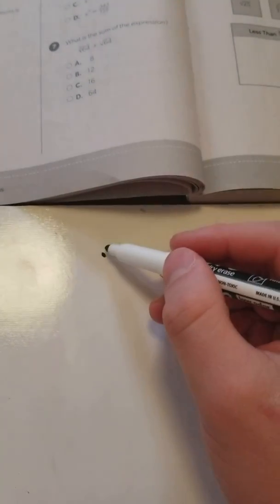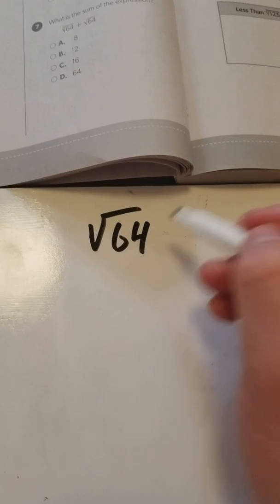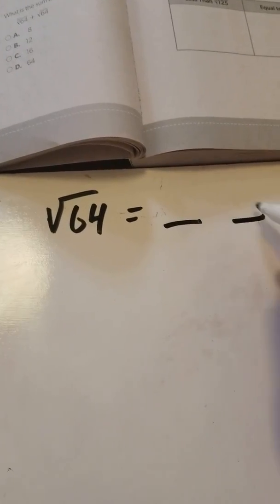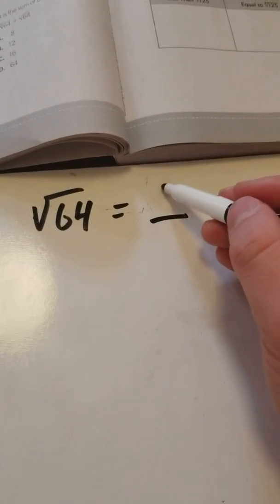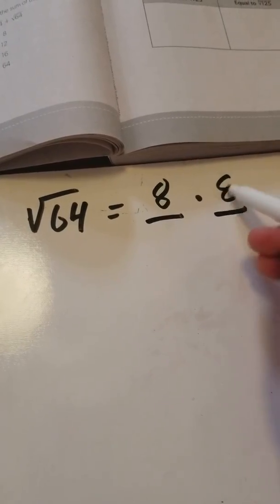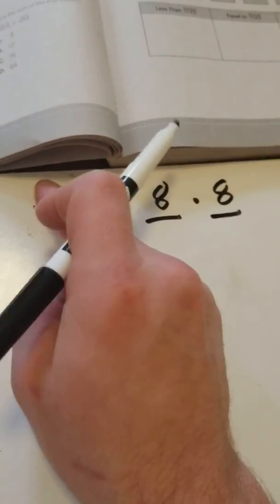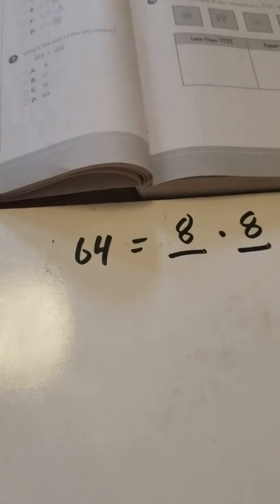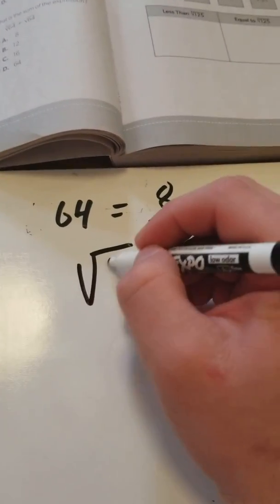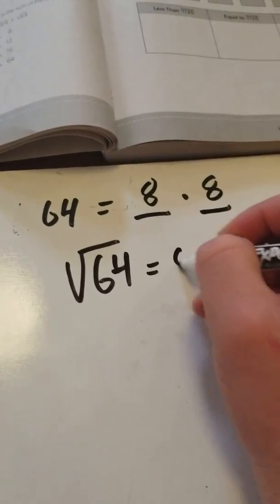And I already know that 8 times 8 is 64. So if I have the square root of 64, I know that has to be something times something to get it. Well, I know that 8 times 8 is 64. Shut your mouth and say no more is how I memorized it. So I know that the square root of 64 is going to equal 8.